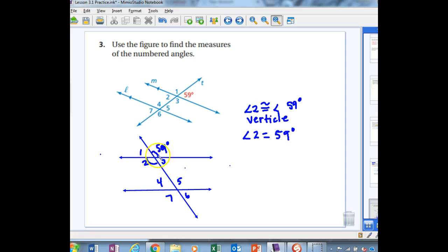So if I know angle 2 and this one's 59, I know some other things as well. Go back to your notes and look at corresponding angles. Can you find any angles that are corresponding that are going to tell me what other angles measure because they're congruent? Look at your hash lines. What other angle is going to be congruent to this angle here?